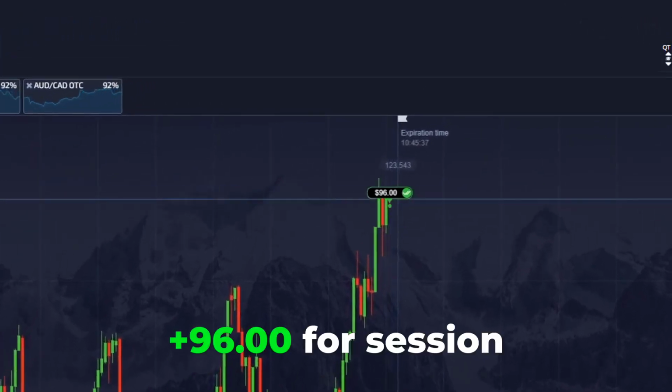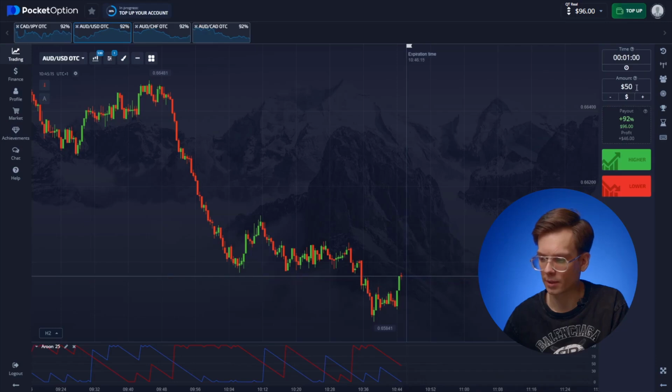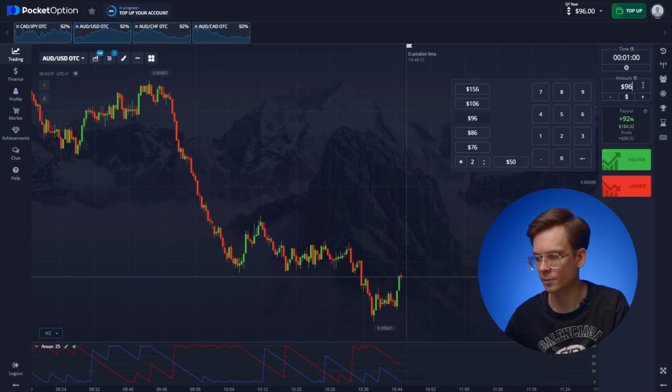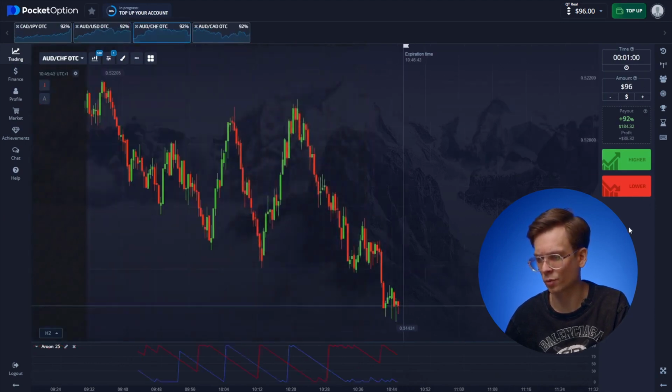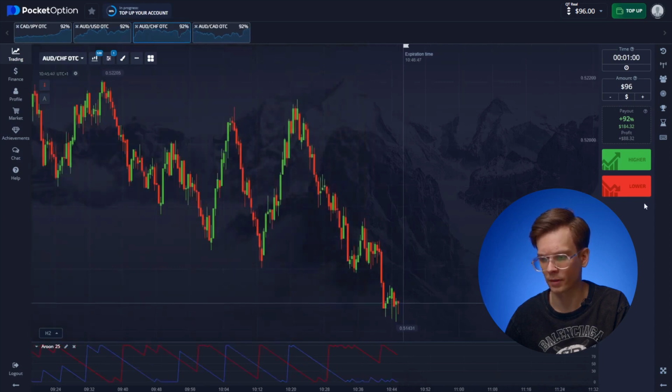There you have it. Yes, there was a retracement, but it quickly reversed and I almost doubled my deposit. Awesome. Next pair, Aussie and buck. Adjusting the investment to 96. But I'm uneasy about the situation on this asset, so let's switch to Aussie and franc.